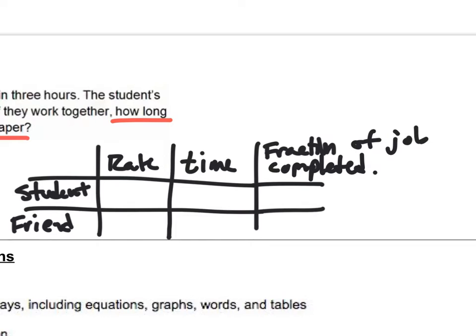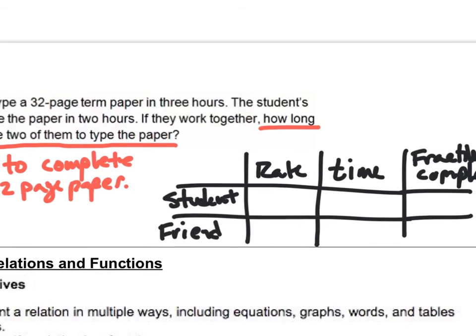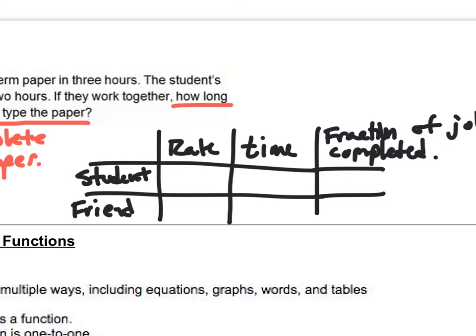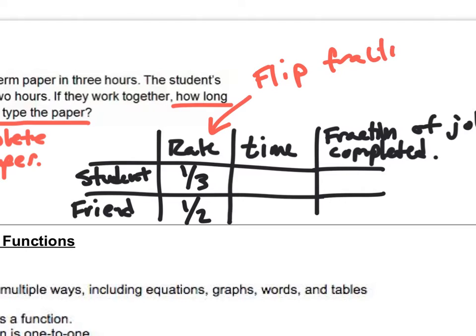So what we know is that it takes the first student 3 hours. Now what I do is I'm going to write that it's 1/3. And then it takes the friend 2 hours. So I'm going to do 1/2. So you always have to do the reciprocal. All right, so for these rates, we want to flip the fraction.